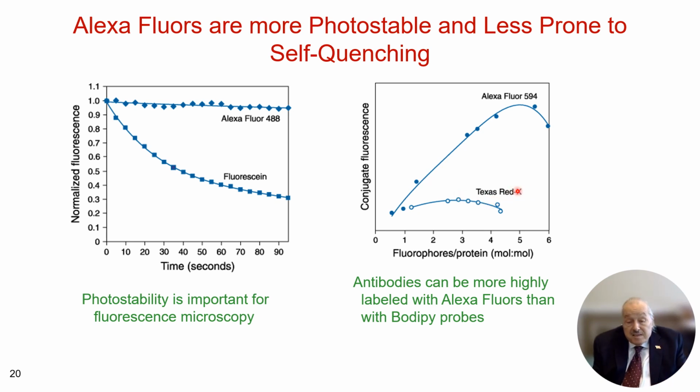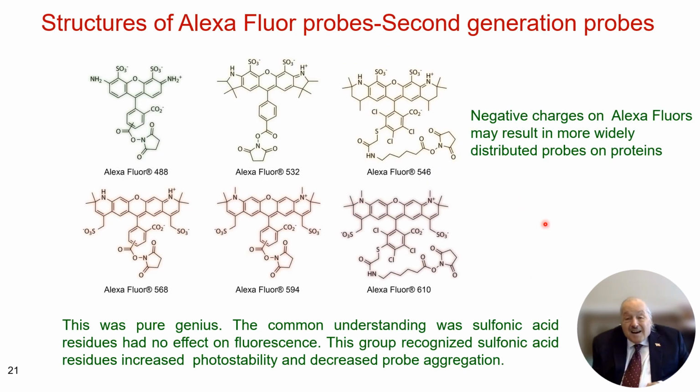But why did these probes work? And I found out surprisingly that they are basically the same probes as the fluoresceins and the rhodamines, except sulfonic acid residues have been added to these probes. And they gave them a different name, but now I know how they're made. And I really think this was pure genius. I've been looking at fluorescence probes for a long time.